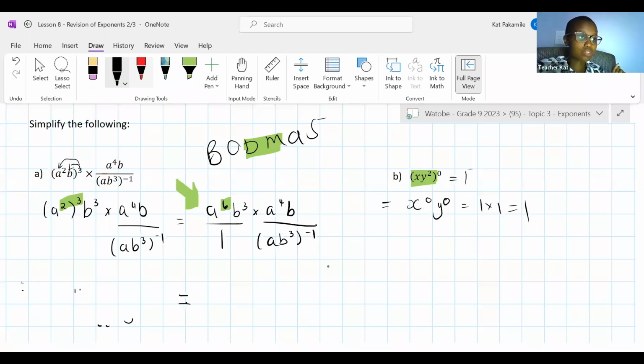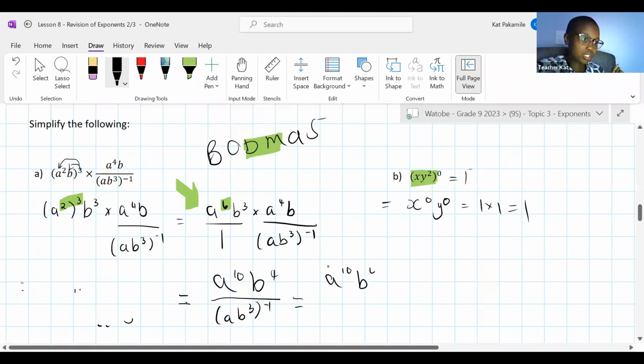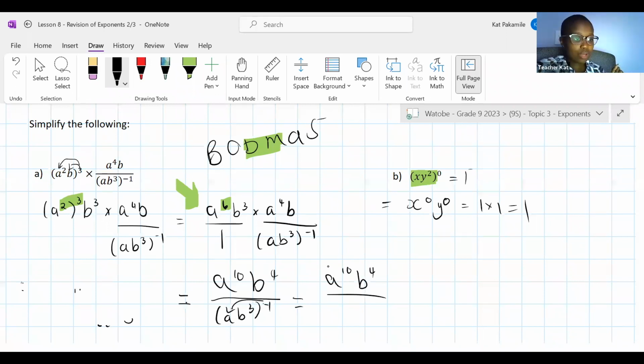I hope I'm still finding you guys and I haven't lost you again. This will be equals. The top you rewrite as 10 and 4 over. Now we have to distribute this negative 1 in there. When it gets to A, it will be A to the power of negative 1 and B to the power of the 3 times negative 1, which is negative 3.